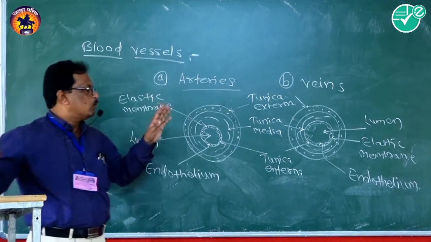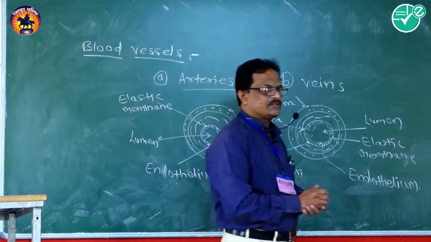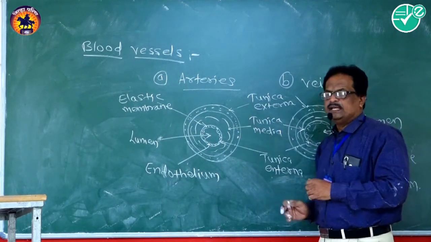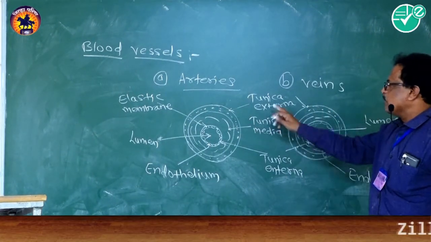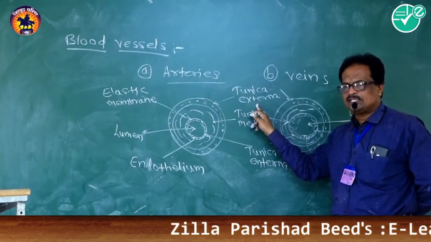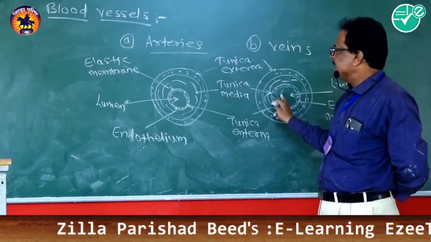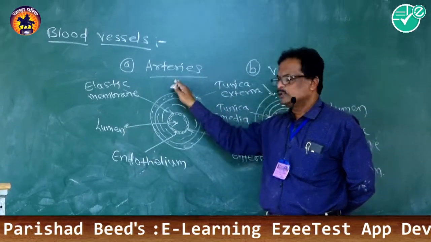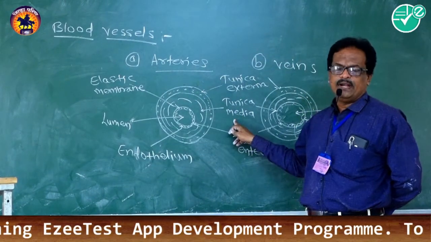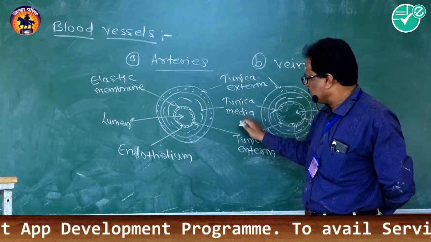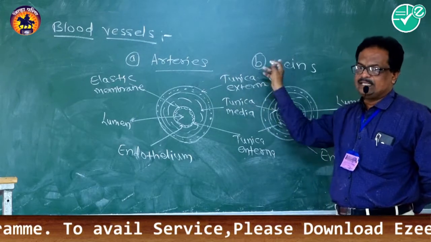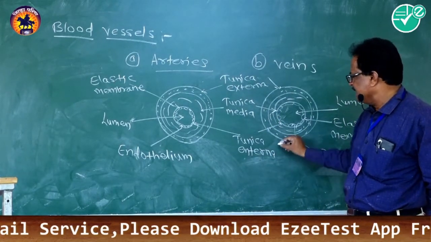Histologically, the walls of arteries and veins are made up of three layers from outside to inside. The outermost layer of both the blood vessels, that is arteries and veins, is known as tunica externa. The middle layer of both arteries and veins is known as tunica media, and the innermost layer, which is also present in both arteries and veins, is known as tunica interna.